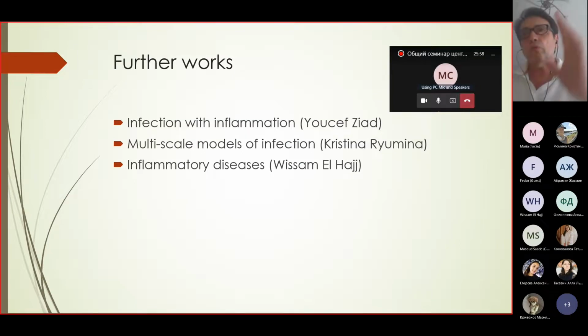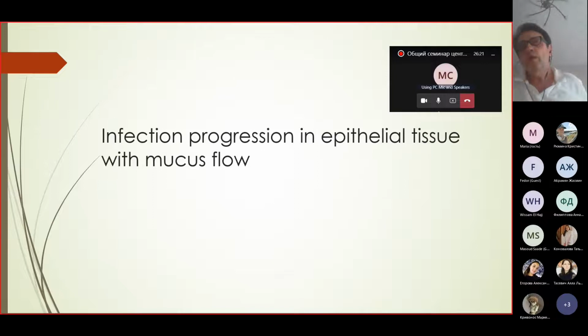So you see, we have done a cycle of works devoted to viral infections. These works are continued with several PhD students now involved in the continuation of these works. In particular, we study infection with inflammation, multi-scale models of infection, and different inflammatory diseases. So this was an introduction about mathematical modeling of viral infections, a short overview of recent works we have done in this area. And now I will talk more specifically about viral infections in the human body, in the respiratory tract, and about mucus flow.